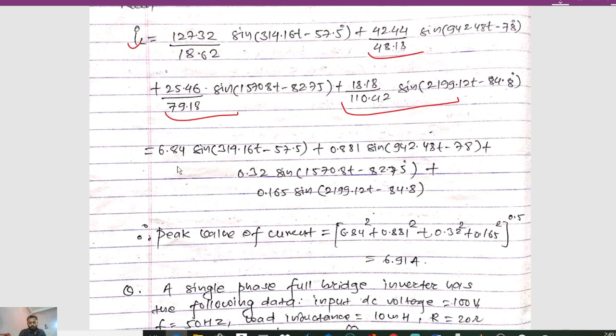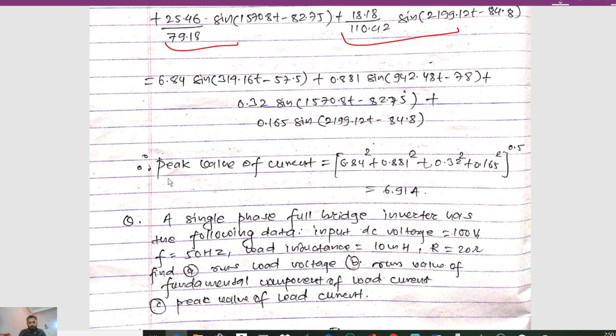On further simplification, we will get 6.84 sin(314.160t − 57.5) + 0.881 sin(942.48t − 78) + 0.32 sin(1570.80t − 82.75). Similarly for n equals 7, we have 0.165 sin(2199.12t − 84.8).